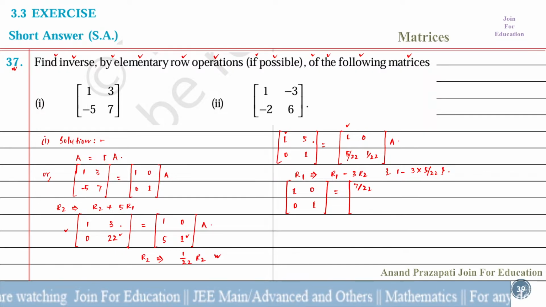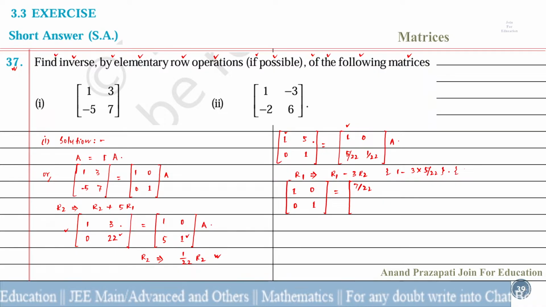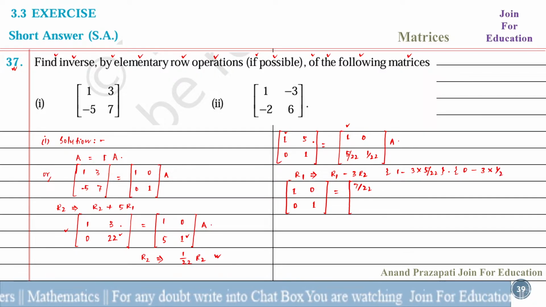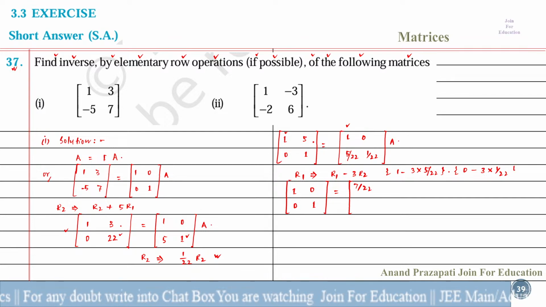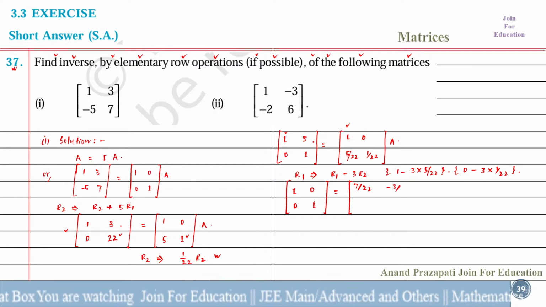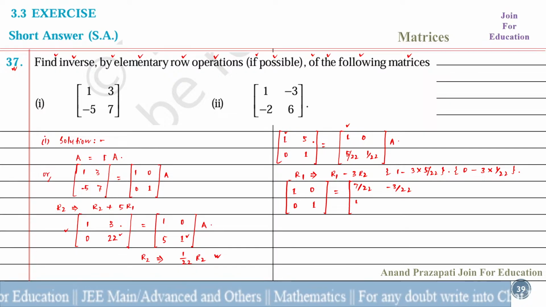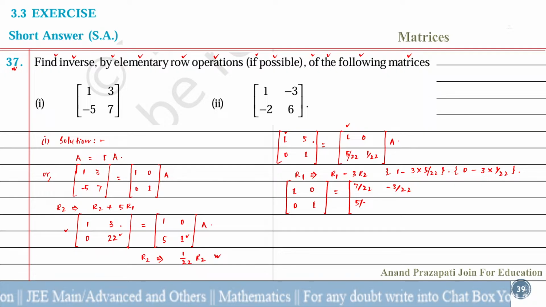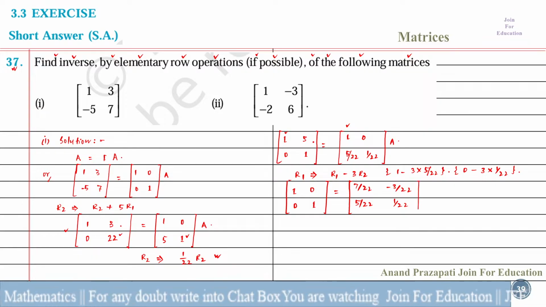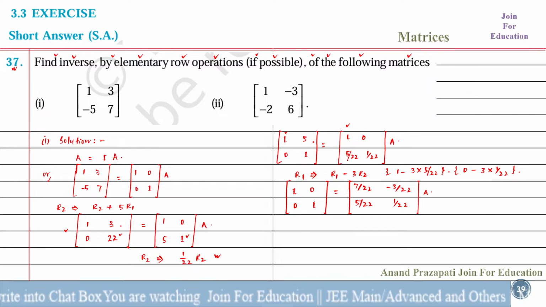And this one will be R1. It means 0 minus 3 into 1 by 22, then we get minus 3 by 22. There is no change in the second row, so we write down 5 by 22 and 1 by 22, into A. There is no problem to understand up to this step.